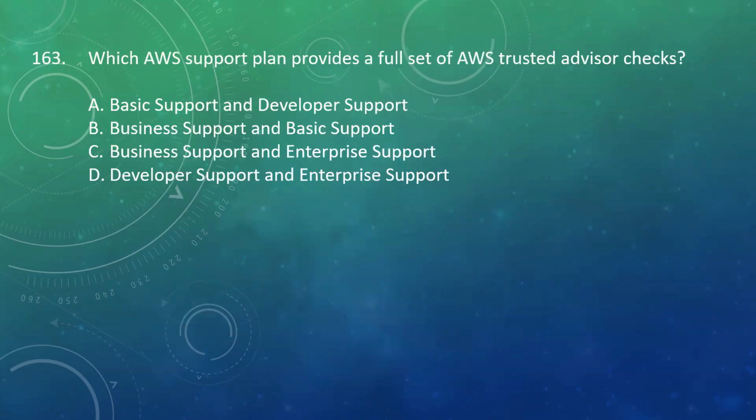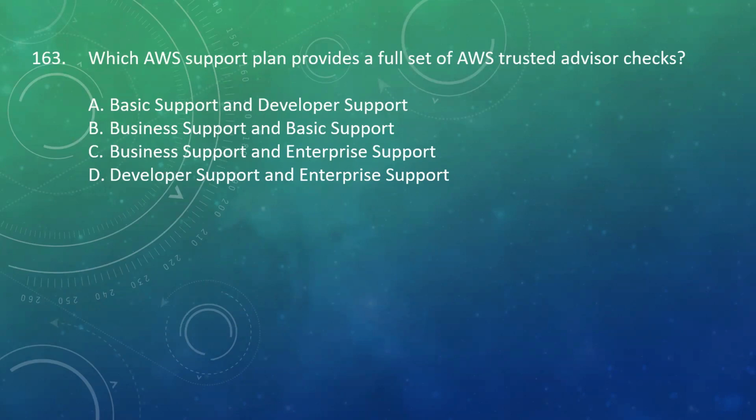Question number 163. Which AWS support plan provides a full set of AWS Trusted Advisor checks? Your options are basic and developer support, business and basic support, business and enterprise support, developer and enterprise support.